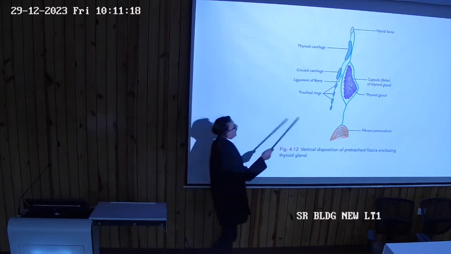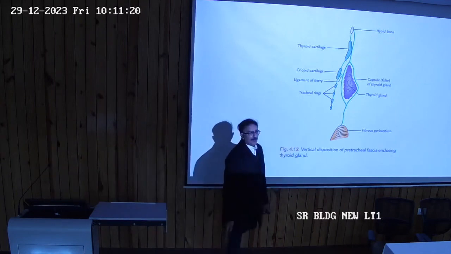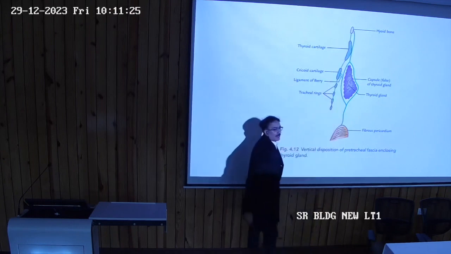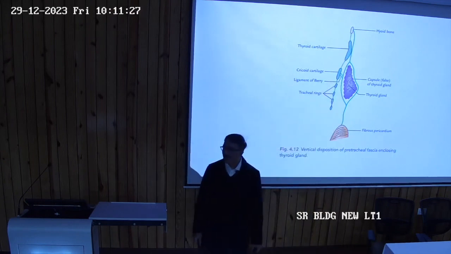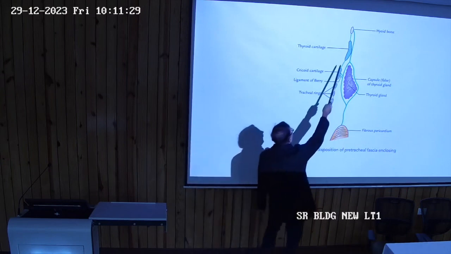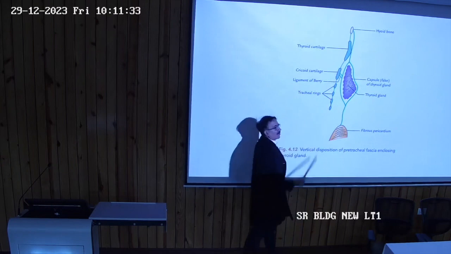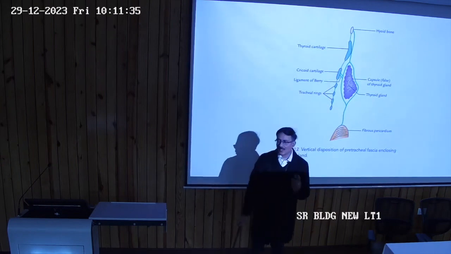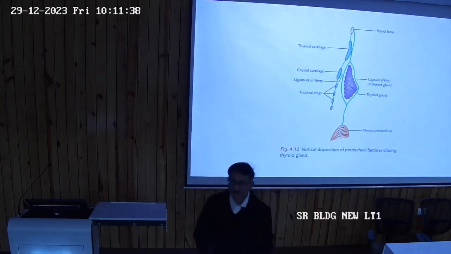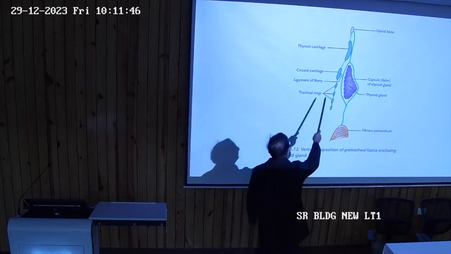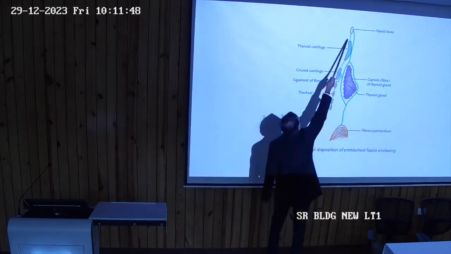So what is the attachment of the pretracheal fascia? If you look very carefully, above it is attached to the hyoid bone. Okay, it's also attached to the thyroid cartilage. There is an oblique line in the thyroid cartilage, so it's attached to the oblique line of thyroid cartilage. This is a very important line when you study. So hyoid bone, oblique line of thyroid cartilage, and cricoid cartilage, arch of cricoid cartilage. It attaches to these three above.